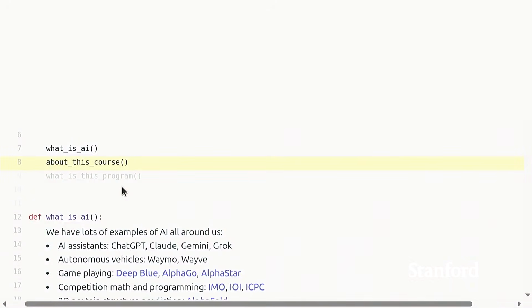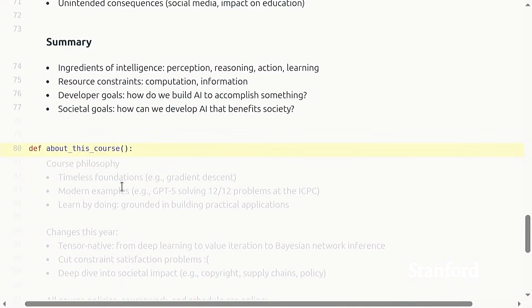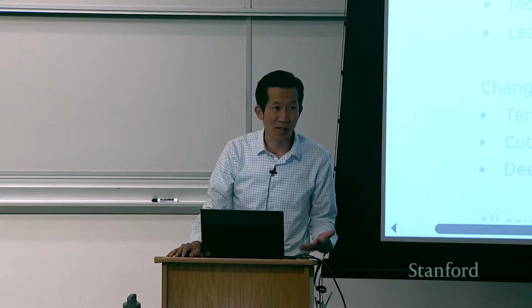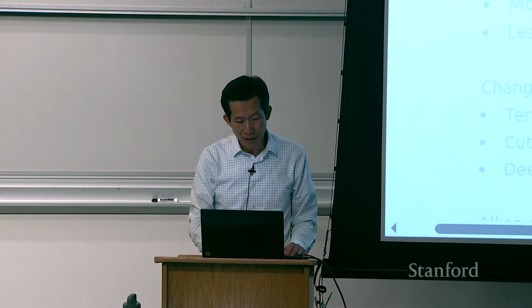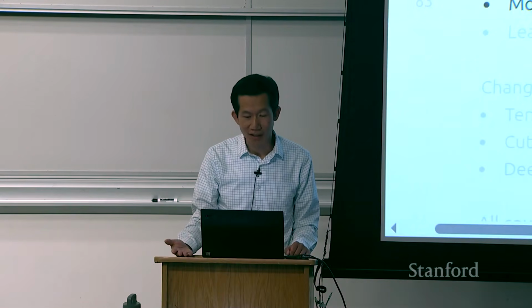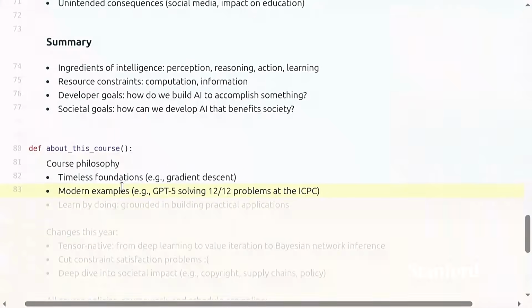So the next thing I want to talk about is this class. This class is called Artificial Intelligence Principles and Techniques. So the emphasis is going to be really about these timeless foundations. For example, gradient descent or stochastic gradient descent has been around since at least the 50s, but it's still widely used today. Of course, the world changes, the examples of AI change, and our standards for intelligence might change. But most of the class is going to be on foundations.